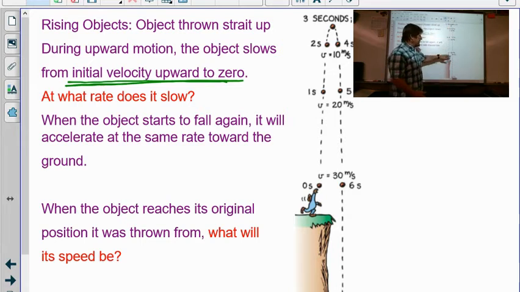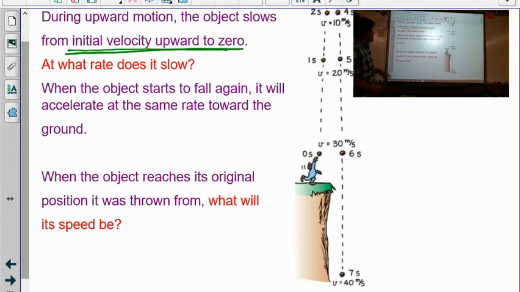So we're also going to call this symmetry, that this side that's going up is going to exactly mirror this side that is coming down. So we'll come back to that later on. So remember here that it's falling, it's accelerating back down, so it's going 10, 20, 30. So after another second, it will be going 40, okay?